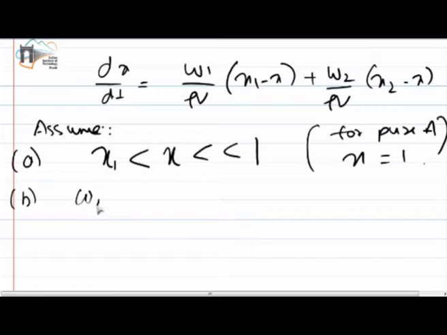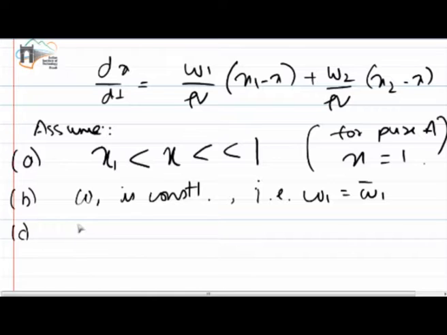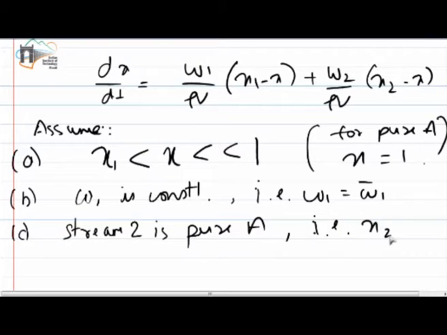Second assumption is W1 is constant. It is the weight. So I will denote this by a different variable. This bar symbol denotes that it's a constant quantity. And see that the stream 2 is pure A. That is x2 is equal to 1.